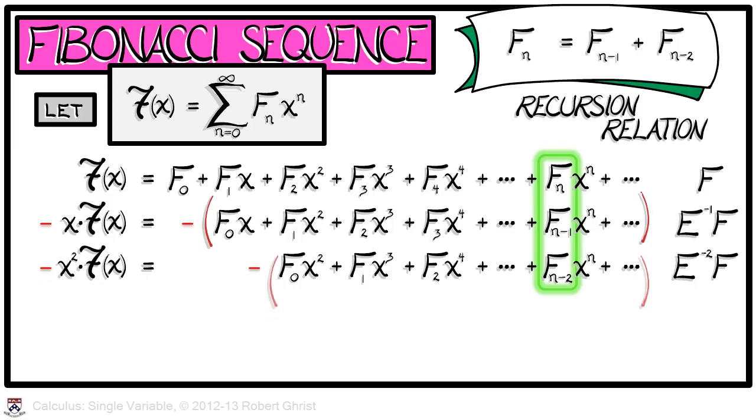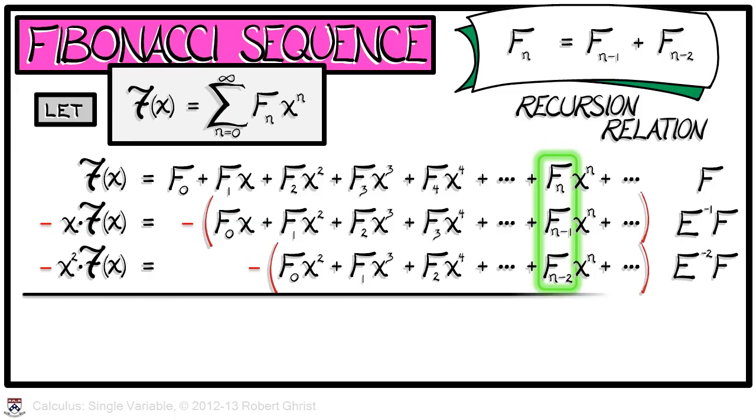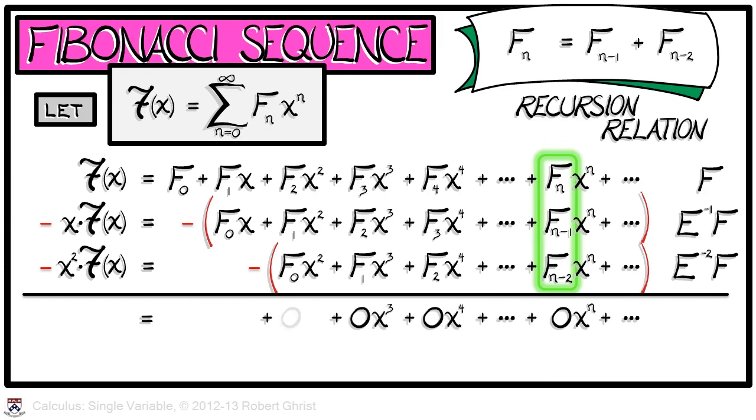And so if we were to subtract x times script F and x squared times script F from script F, what would we obtain? Most of the coefficients of the monomial terms are 0 because of the recursion relation. When we add up these power series, the only thing that is non-zero is in the constant term, where we get F naught, and the first order term, where we get F1 x minus F naught x.